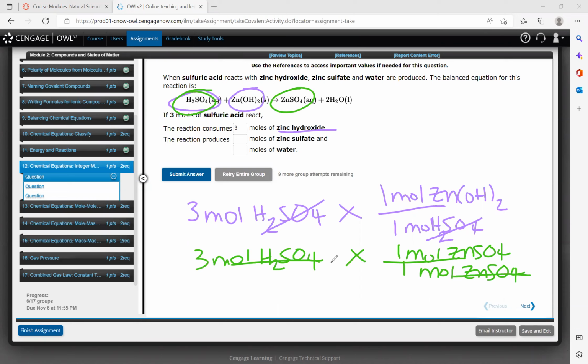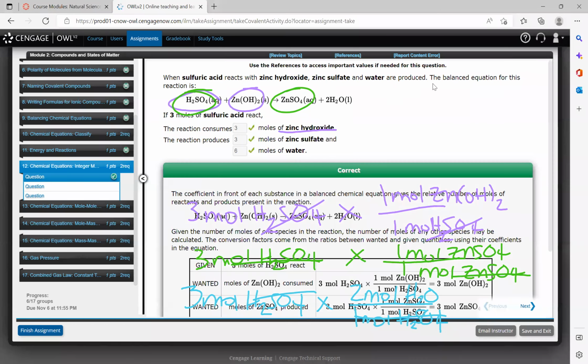H2SO4 cancels out, and we have 3 moles. Now for water, this is going to be a little bit different, because from the balanced equation, again, we start with what we're given, 3 moles H2SO4 times 1 mole of H2SO4 over 2 moles H2O. So now we're going to double that number, and we're going to end up with 6. Submit our answer, and we're good to go.